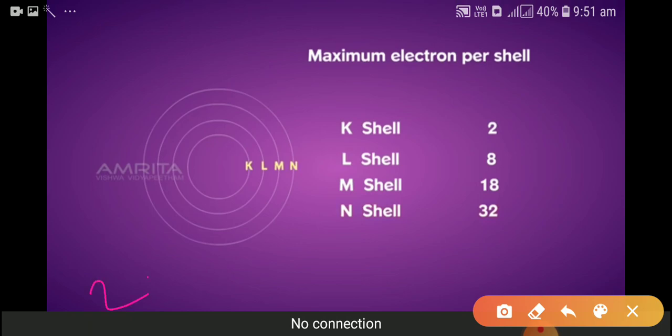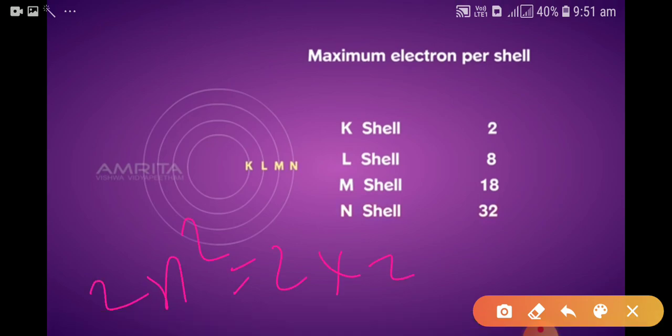2n². For the second shell, 2 into the second shell means 2 squared. 2 squared is 4, so 4 into 2 is 8. Therefore, the second orbit contains 8 electrons.